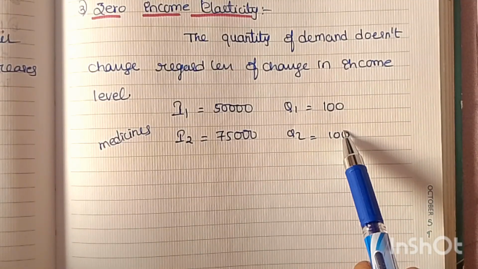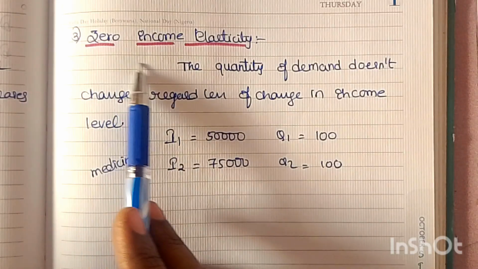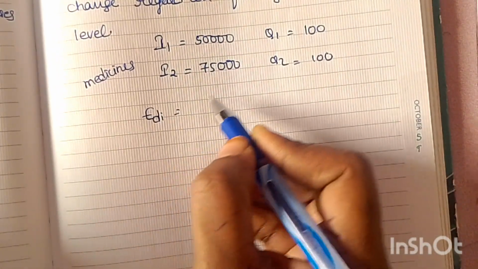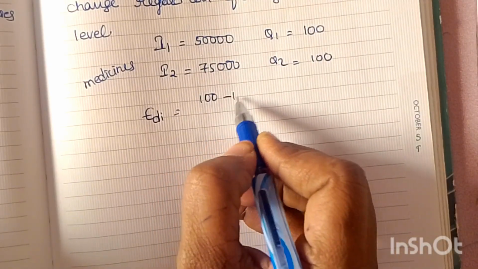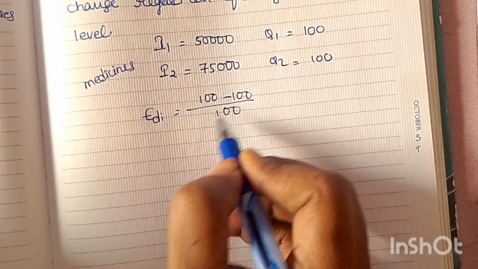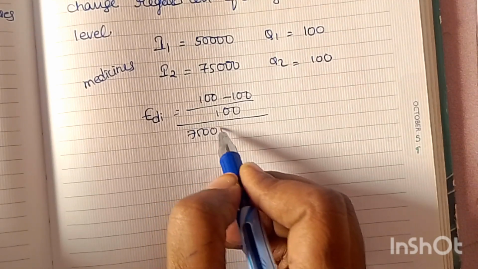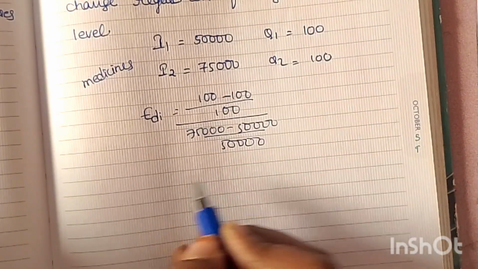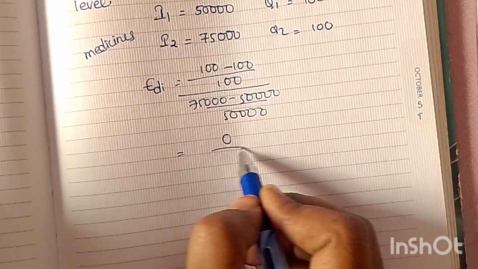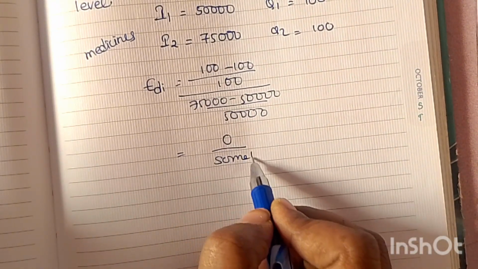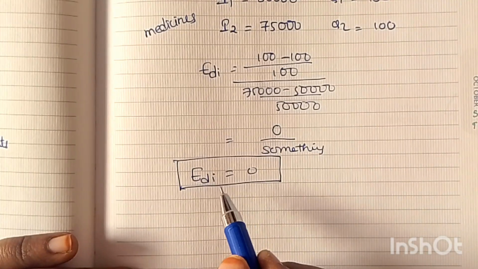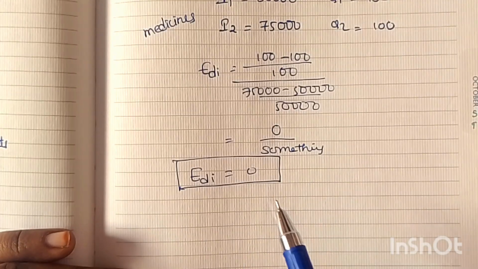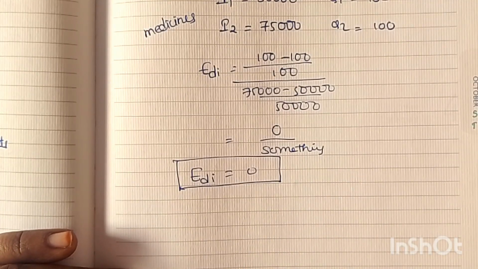So that is zero income elasticity. Okay, if we now substitute in the formula: Q2 100 minus 100 by 100, whole by 75,000 minus 50,000 by 50,000. Okay, here the numerator value is 0. So 0 by anything is always 0. So in terms of zero income elasticity, the elasticity value is equal to 0. Okay, so these are the types of income elasticity.